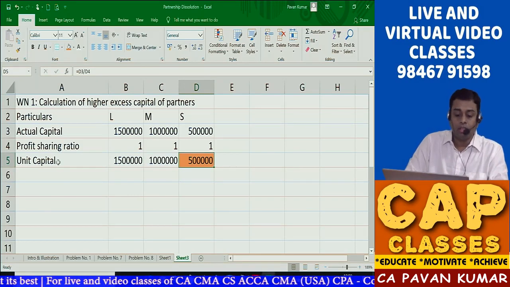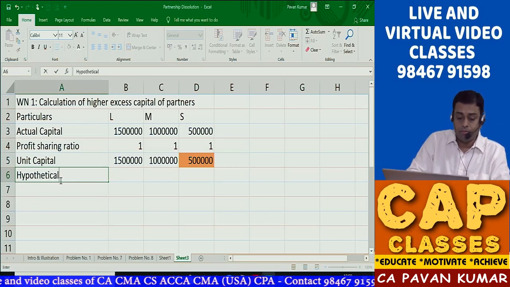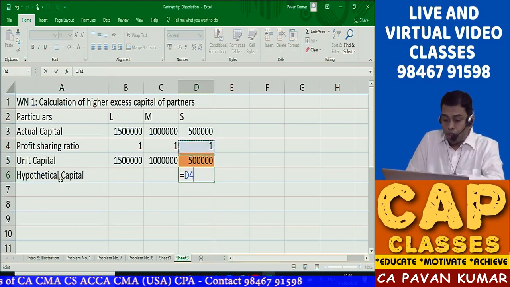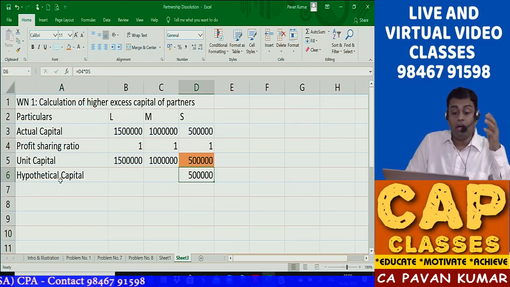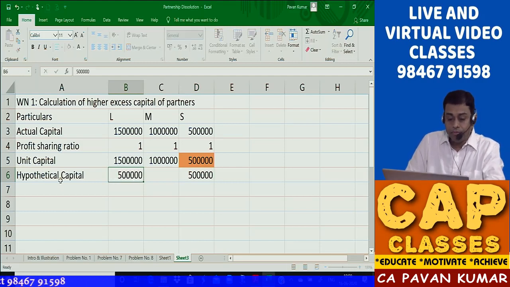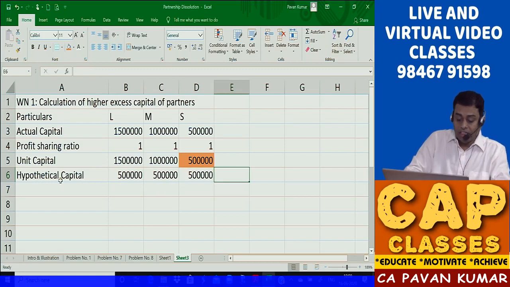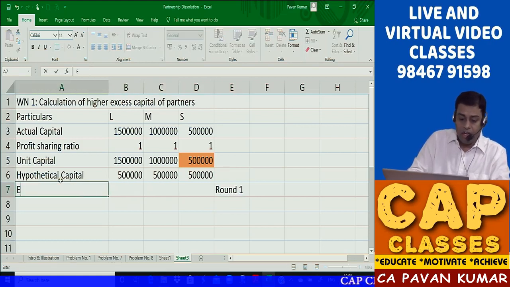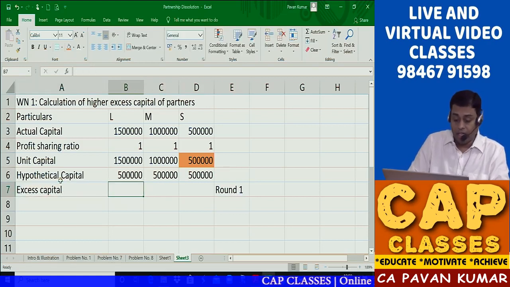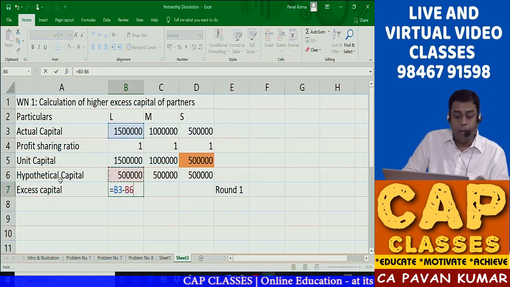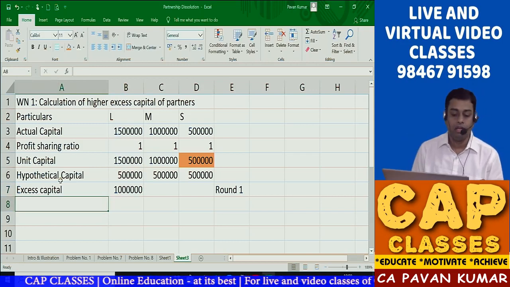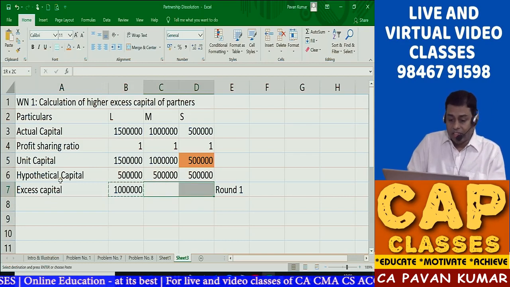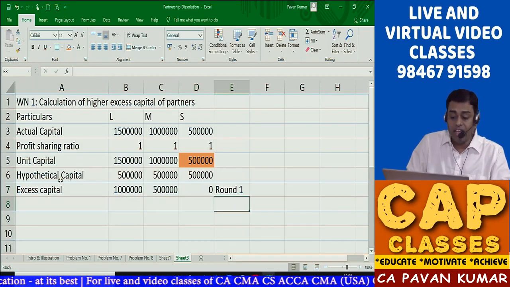You remember all these things? So now hypothetical capital. For my 1 portion, I am carrying 5 lakhs. So obviously M and L also have to bring only 5 lakhs. So this is round 1. In round 1, your actual capital is 15 lakhs but your hypothetical capital is only 5 lakhs, so your excess capital is 10 lakhs. Excess capital of the second person is 5 lakhs. Excess capital of the first is 0.